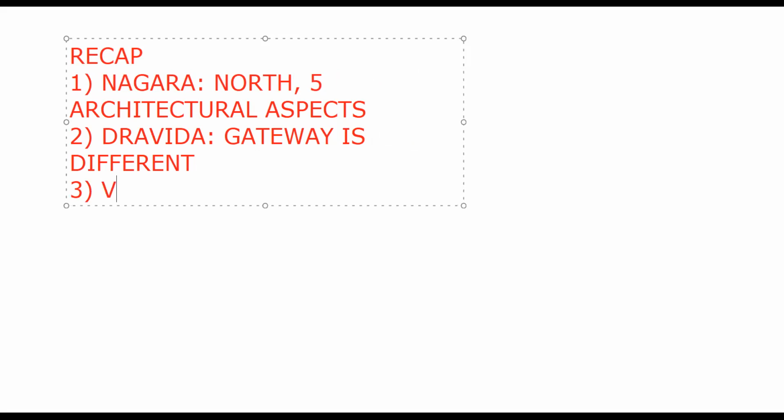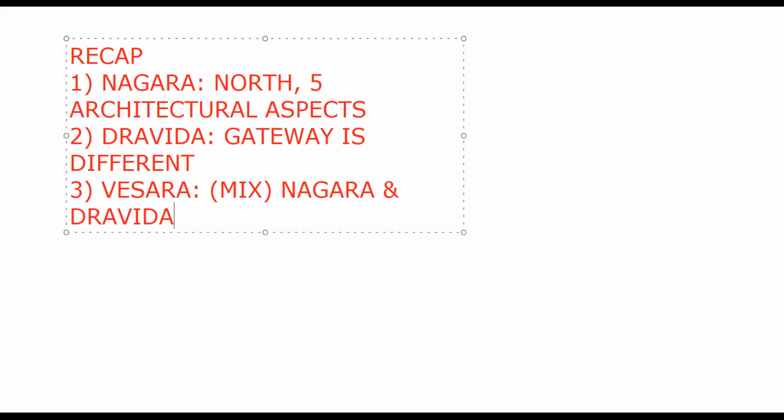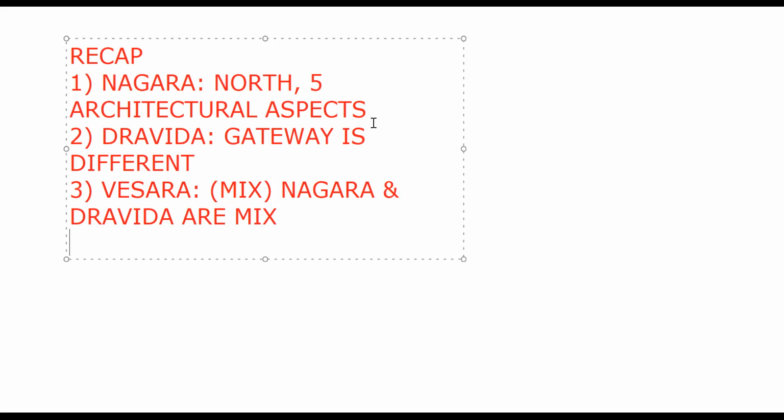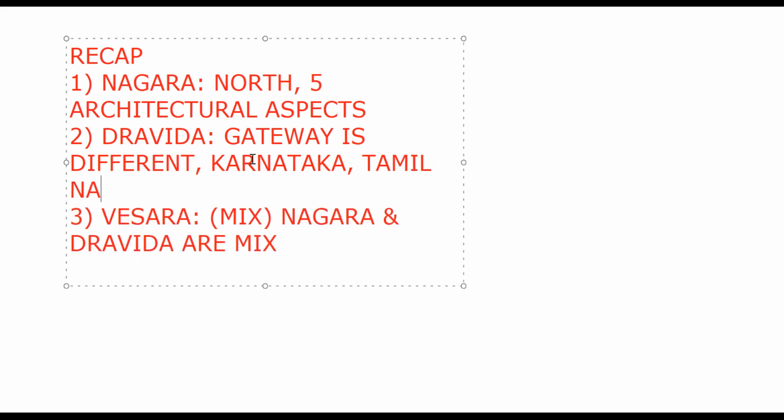The third style is the Vesara, and over here you just have to think that they are mixed. The hint for this is mix. When you think of mix in the Vesara style temple, you will memorize that the Nagara and Dravida styles are mixed with each other in this temple. We have different styles of temples in different areas. And the Dravida temple is mostly found in Karnataka and Tamil Nadu.